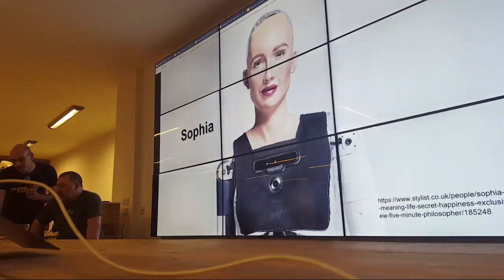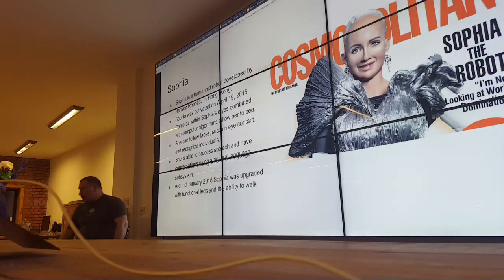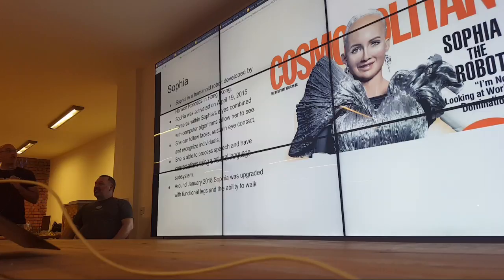There's a few more slides first, right? Sorry. So just a bit of background of what Sophia is. Sophia is a humanoid robot, developed by Hanson Robotics in Hong Kong. She was activated on April the 19th, 2015, so she's quite old now. She's got cameras within her eyes, combined with computer algorithms that allow her to see, whatever that means. She can follow faces, sustain eye contact, and recognise individuals. She's able to process speech and have conversations using a natural language subsystem.